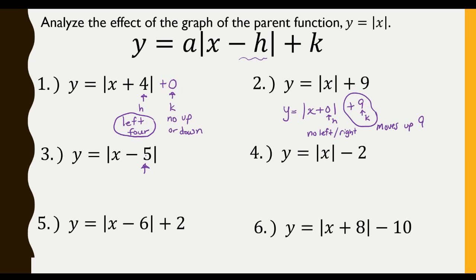Okay, so this is a -5, so you have to think opposite. You think +5, and positive would mean moves to the right. So moves right 5. And there's no K on the outside, so no up or down. So this one is the same as x plus 0. So no right or left, because that's what h does. It moves it left or right. And this one is the K, and it's -2, so it moves down 2.